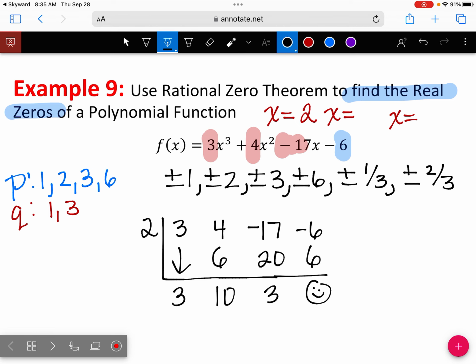What did you find before? These 4 numbers up here, 3, 4, negative 17, negative 6, are the coefficients of my function. Group 2 told me that 2 was a factor. That's why this went out here. And then you just bring down the first number, multiply, put that here, add. Multiply, put that under the next number, you add. Multiply. Okay, so these 3 numbers, does anybody remember what this is?